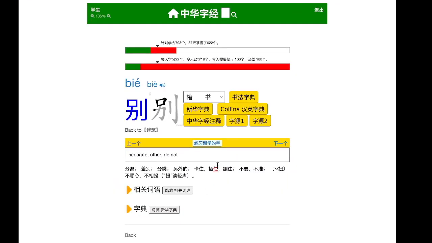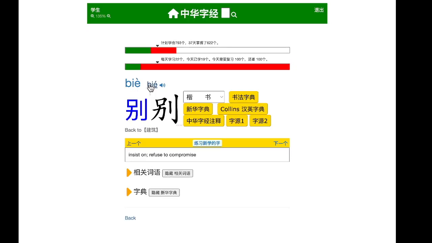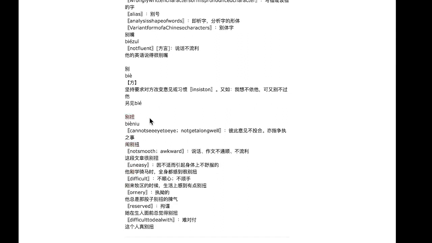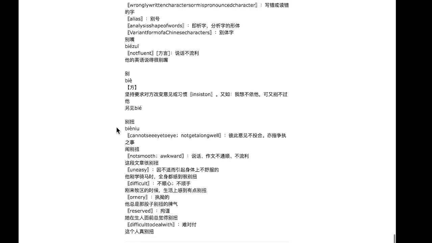别 means separate, other, can also mean do not. Like when you tell someone not to do something. 别这样, don't be like that. It's got another reading. 别 is to insist on or refuse to compromise. This is specifically used in words like 别扭. 别扭, when people can't see eye to eye, don't get along, just always butting heads. Or just somebody who's really stubborn and won't compromise and difficult to get along with.